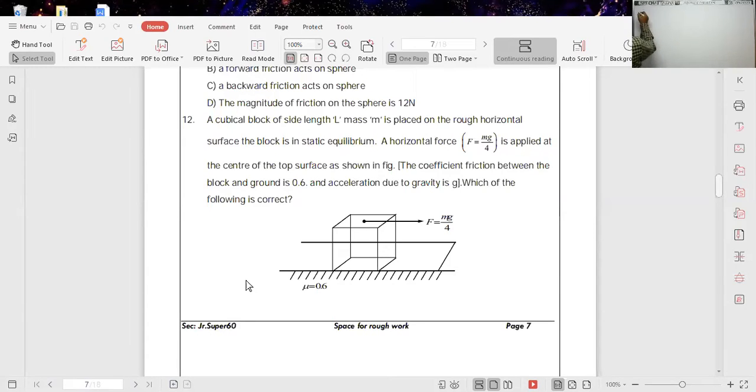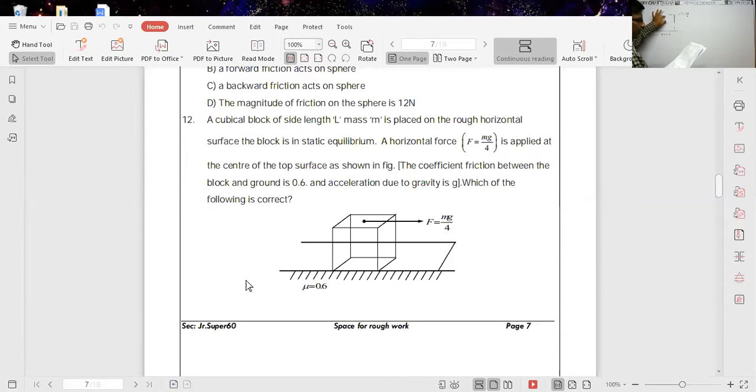A cubical block, 12th problem. A cubical block of side L and mass M is placed on a rough horizontal surface, mu is equal to 0.6. The block is under equilibrium. A horizontal force F equal to mg/4 is applied at the center of the top surface, as shown.